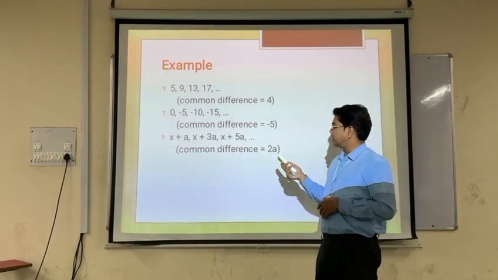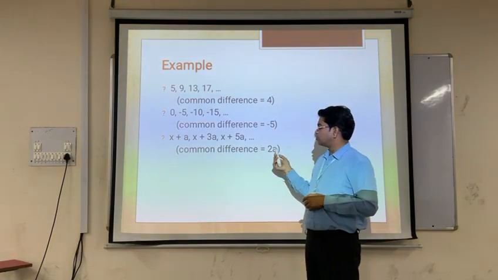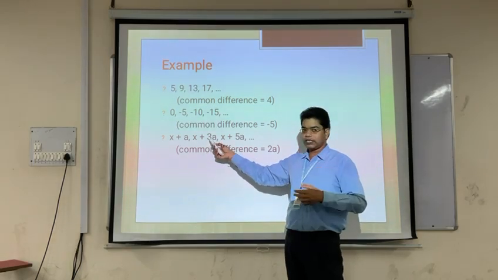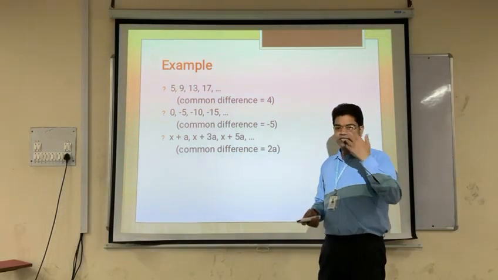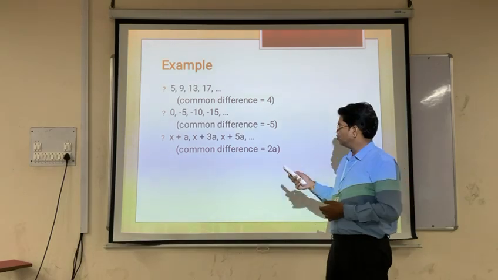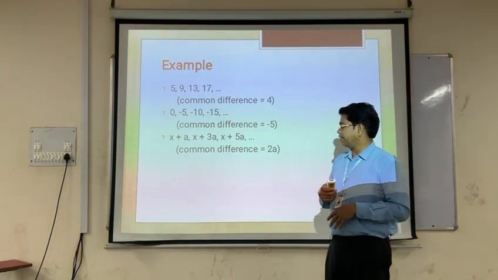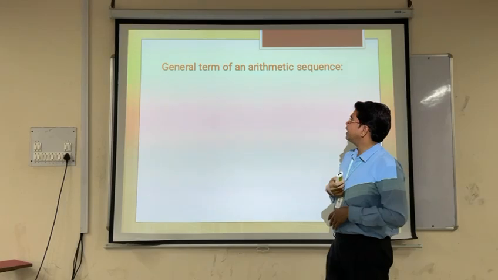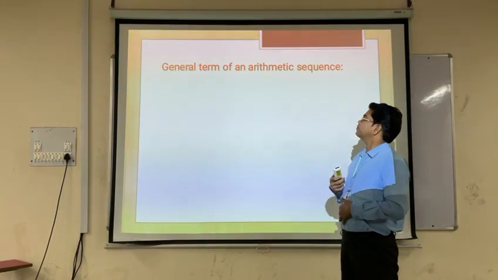And so on. In the third example, the common difference is 2. Why? You take any two consecutive terms and from the succeeding term you subtract the preceding term, you will see the common difference is the same. Let's move ahead. Now, the general term of an arithmetic sequence.